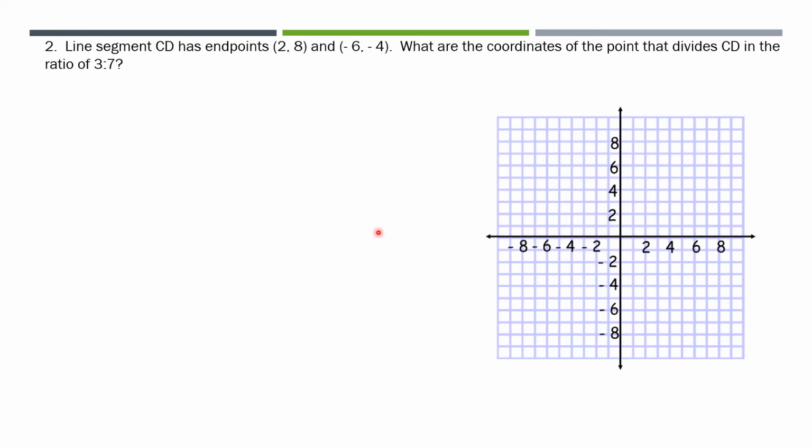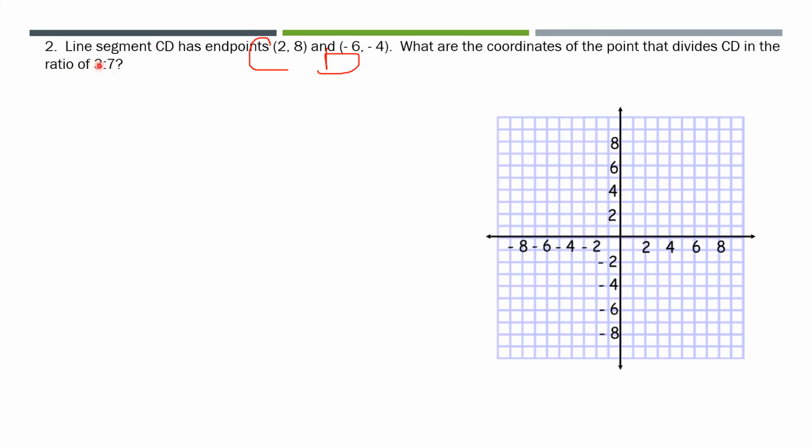Okay, so here's our last example. You can either graph it first or convert it first. This time it's called line segment CD, and it has endpoints 2, 8 and -6, -4. What are the coordinates of the point that divides the length of CD in the ratio of 3 to 7? So remember that point C is the first point mentioned, and point D is the second point mentioned.